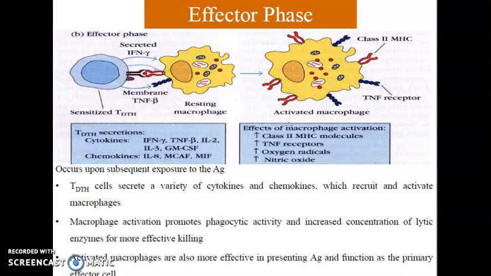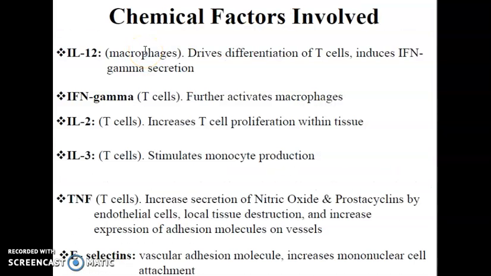So the TDTH secretions include cytokines, which include interferons, tumor necrosis factor, different types of interleukins, and the chemokines. And the effects of macrophage activation result in an increase in class II MHC molecules, tumor necrosis factor receptors, oxygen radicals, and nitric oxide. The chemical factors involved include interleukin 12, which drives differentiation of T cells and induces interferon gamma secretion, and the interferon gamma further activates macrophages.